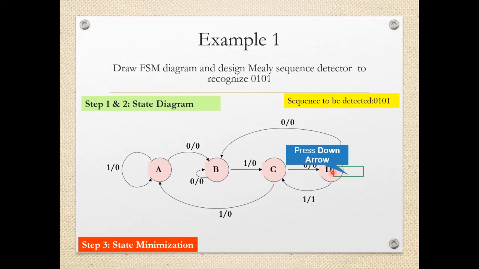So the sequence may be continuously 0 1 0 1 coming, and then the third, fourth, fifth, sixth bits may be the correct sequence. So that will be detected if we go to the state C. So like this, the state diagram is now prepared. So your steps 1 and 2 are now completed. I'll go for the next.